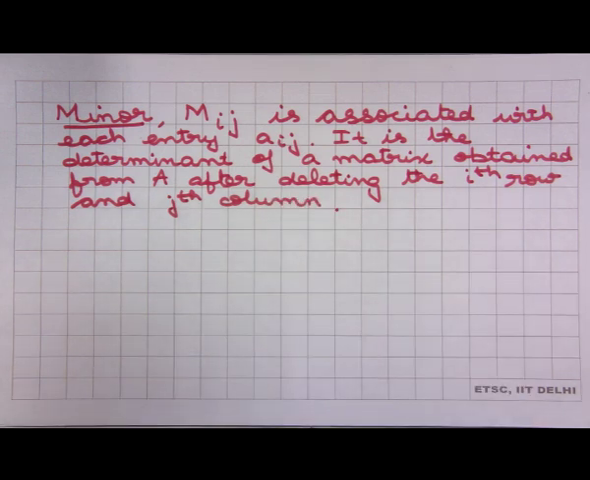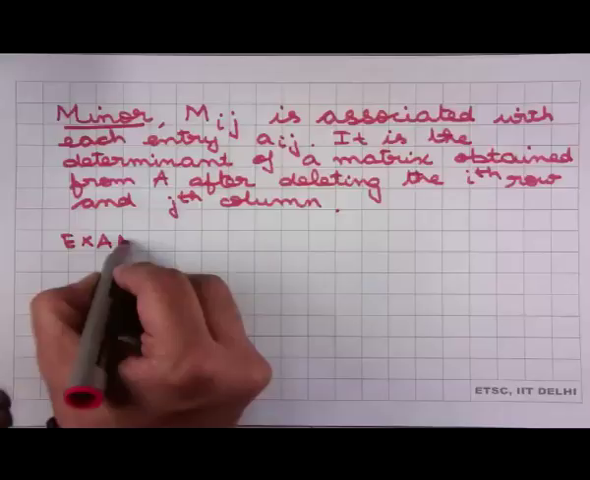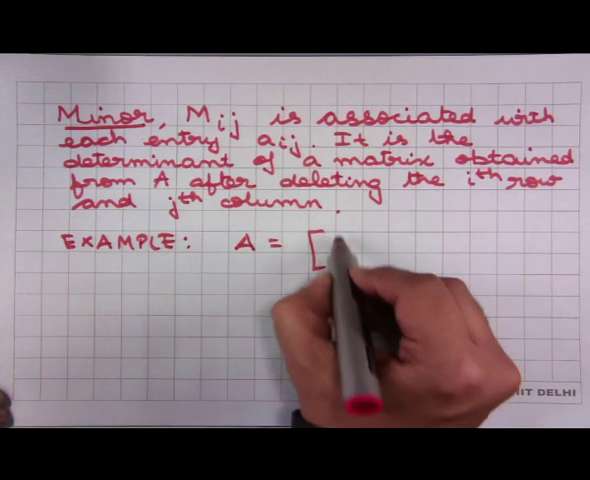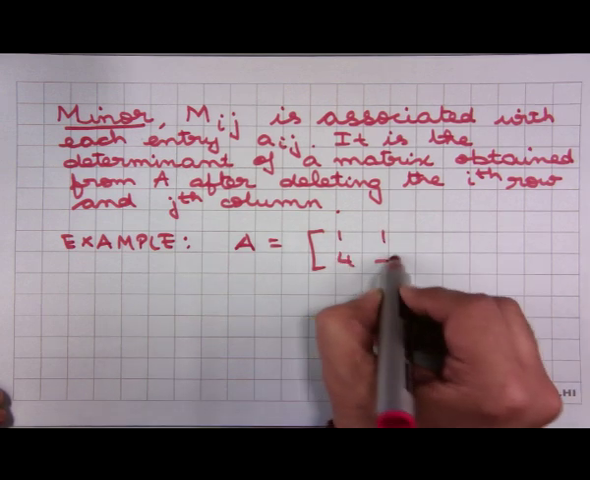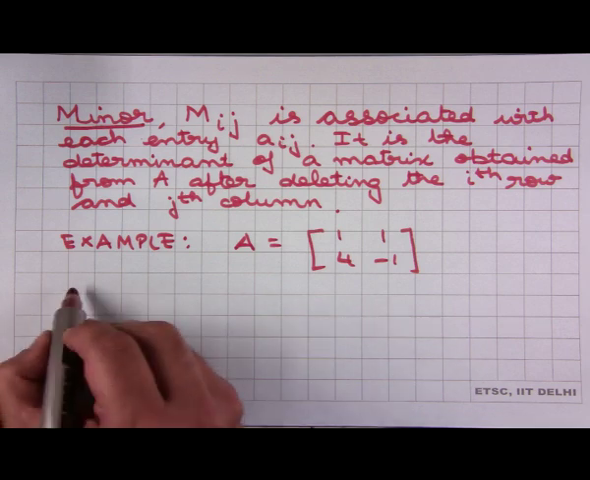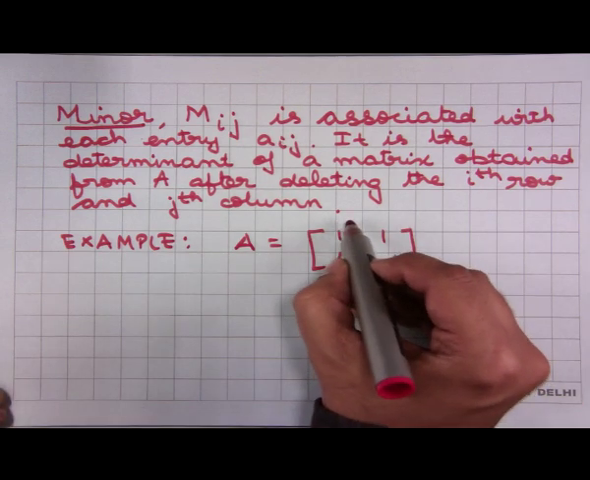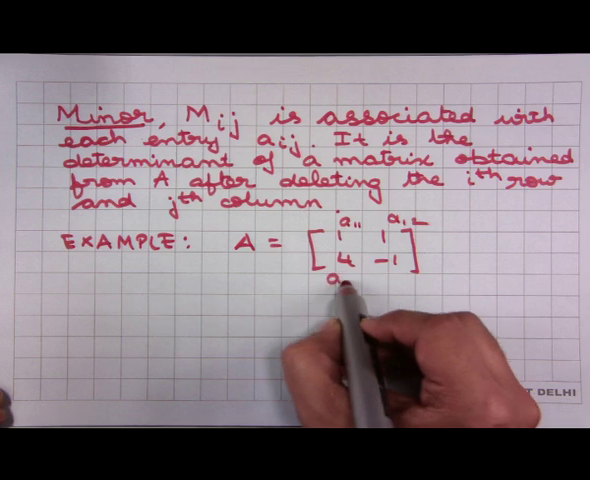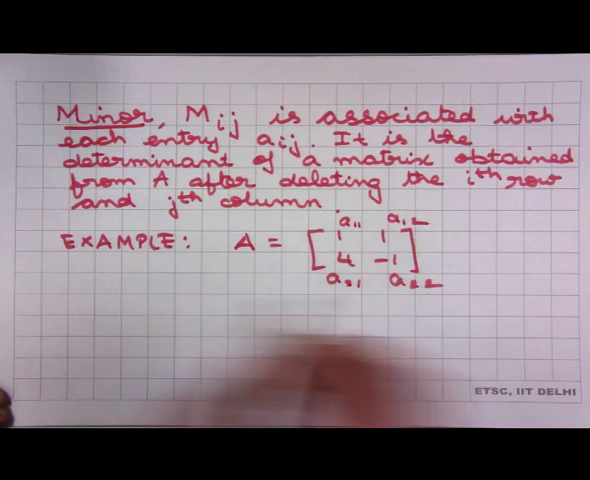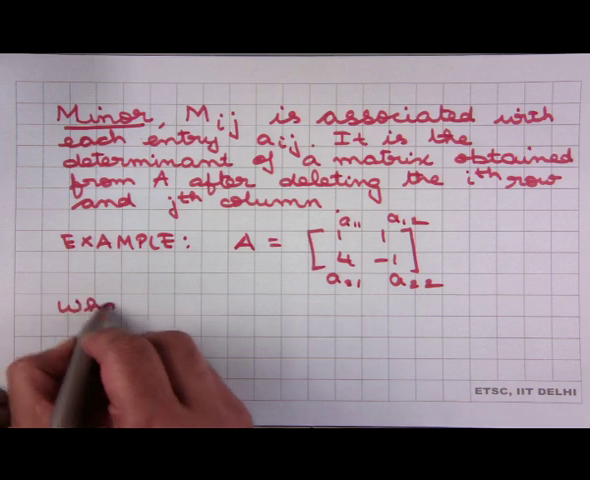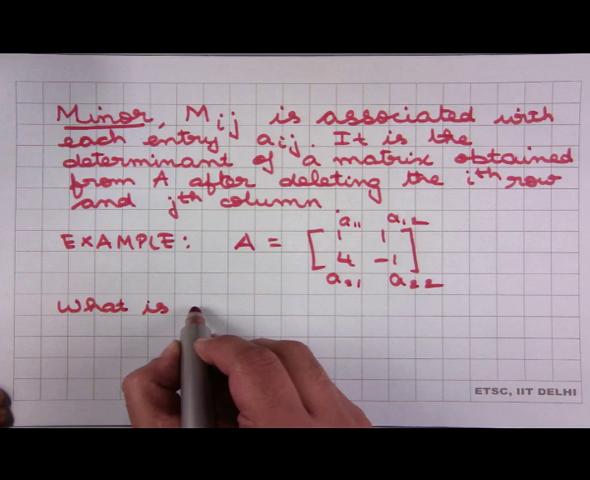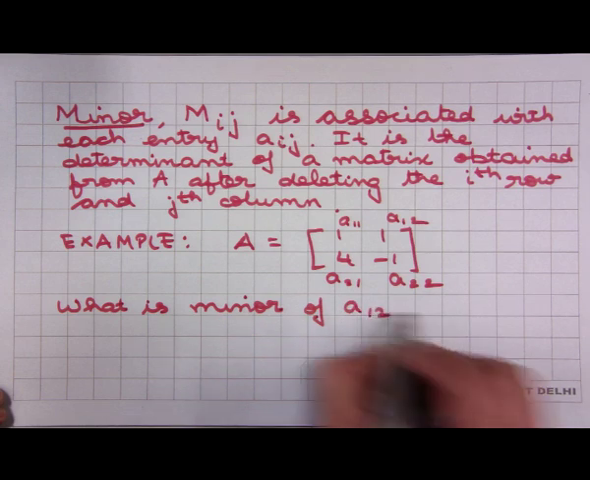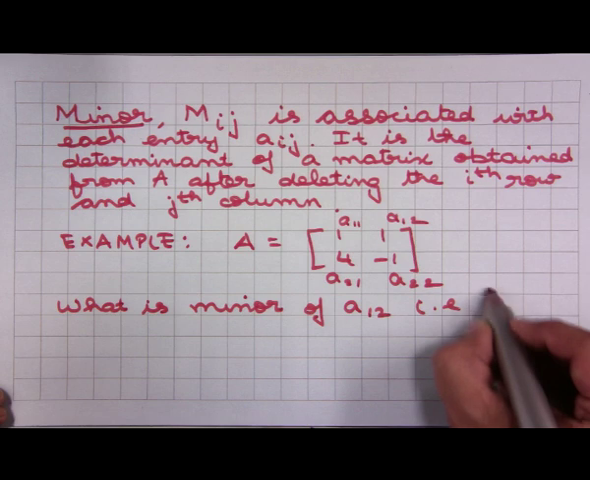For example, let us look at this matrix that we are familiar with. Suppose A was the 2 by 2 matrix that we had encountered previously, 1 1 4 minus 1. Okay. So this is A11, this is A12, this is A21, and this is A22. So what is the minor of A12, that is M12?